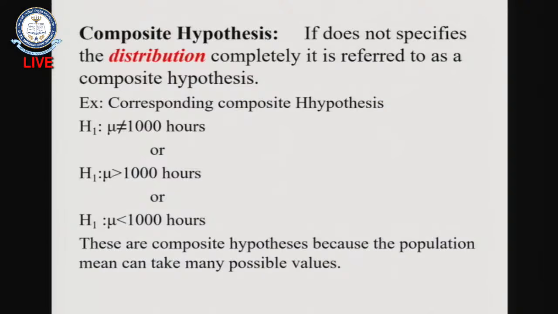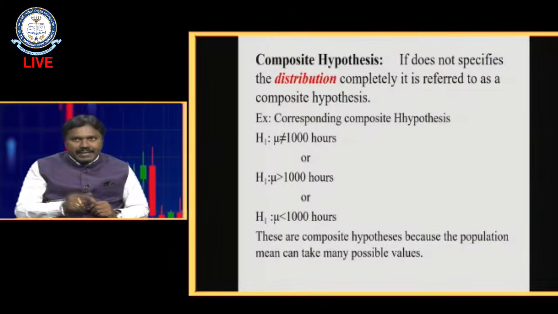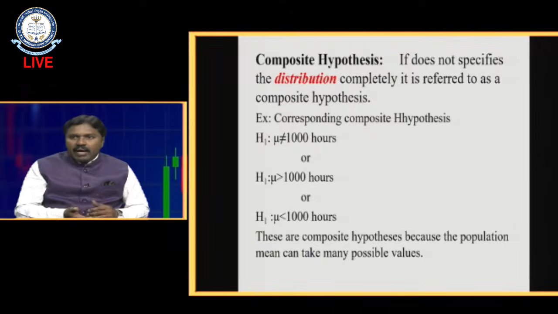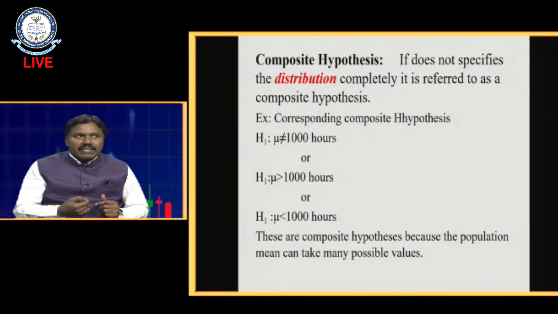Now we are going to discuss another assumption, that is composite hypothesis. If it does not specify the distribution completely, it is referred to as a composite hypothesis. The previous one specifically specifies the distribution, that means the hypothesis that population mean mu is equal to 1000 hours. But corresponding to the composite hypothesis, mu is not equal to 1000 hours. Again, a question arises in your mind, whether it is less than or greater than. These are the two alternatives. That is why we can say this is a composite hypothesis.